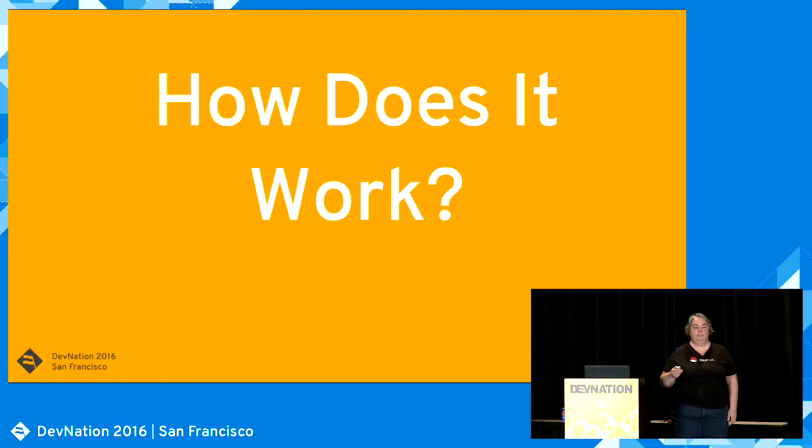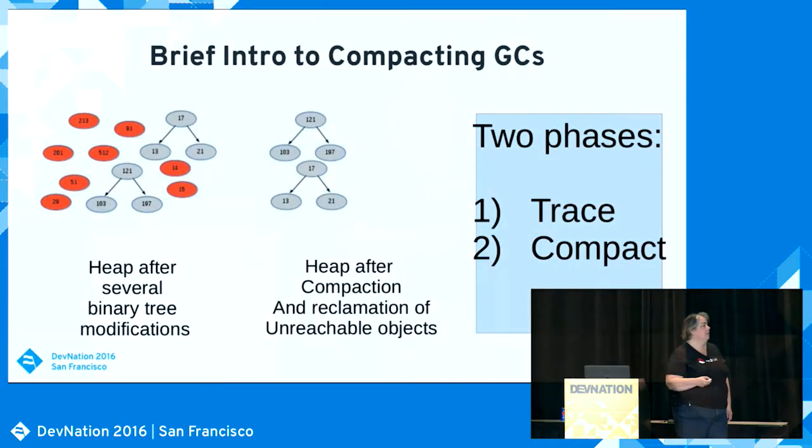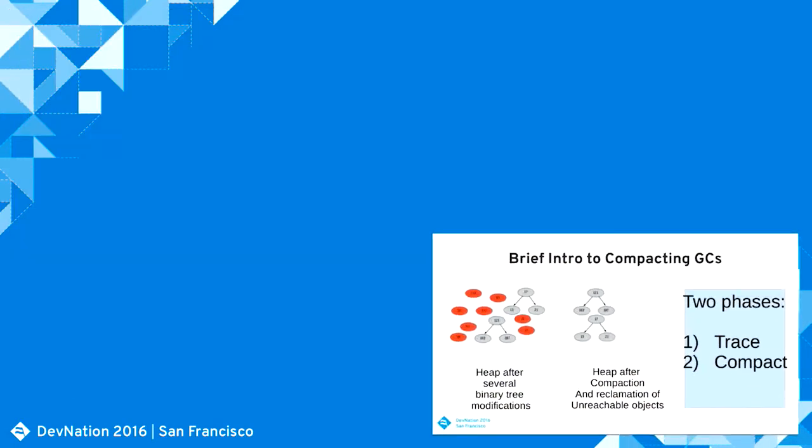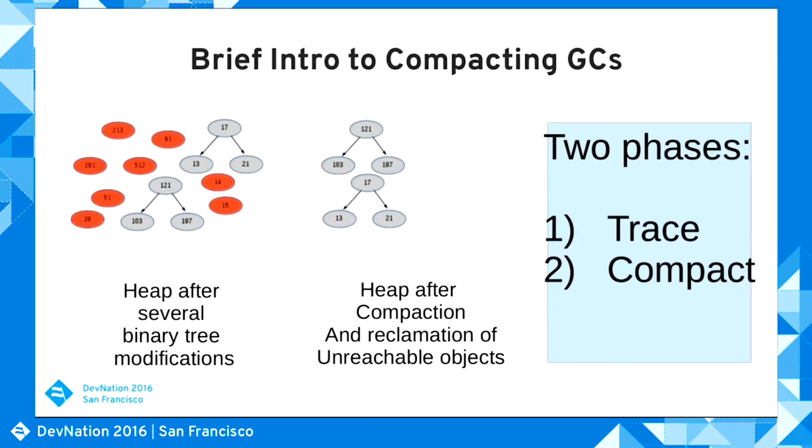How does it work? So what do compacting GCs do? This is an oversimplification, but it helps for the explanation. You can think of them as doing 2 phases. They trace through all the live objects, so they trace the heap and mark all the live objects, and then they go through and compact the live objects into one end of the heap.